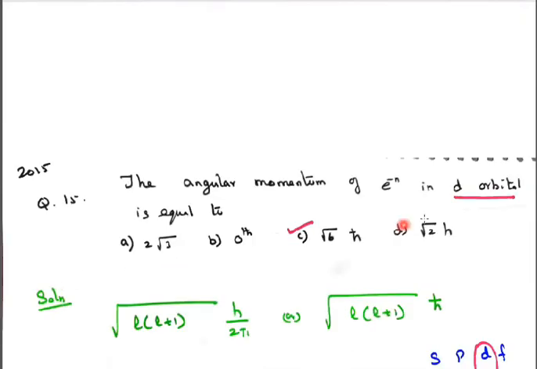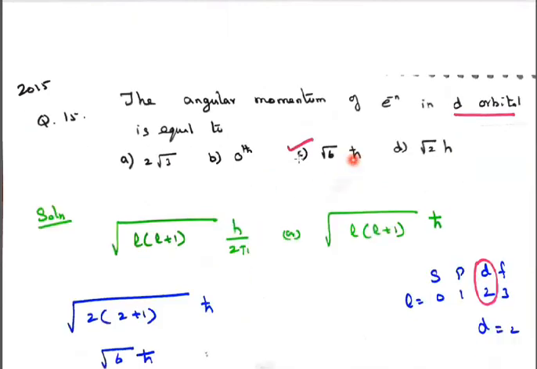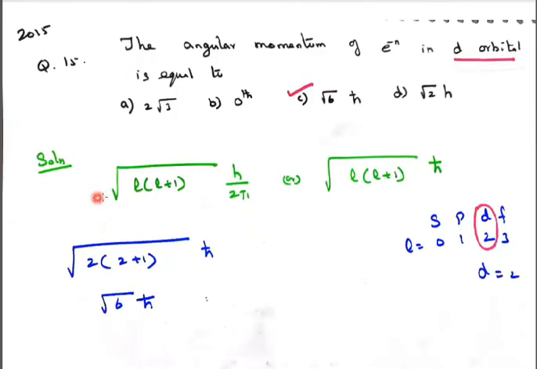2015 question: angular momentum of electron in d orbital is equal to which? The options are root 2 h bar, 2 root 3 h bar, root 6 h bar and root 2 h. The formula for angular momentum is root of L into L plus 1, times h by 2 pi, or we can remove the 2 pi and write h bar alone. So these two are the same formula. It is called h bar after removing 2 pi.